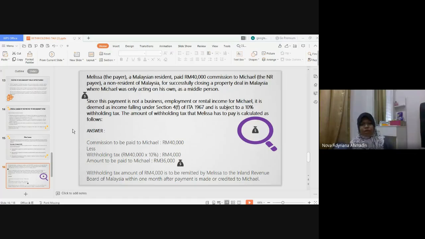The amount of withholding tax that Melissa has to pay is calculated as follows. The commission to be paid to Michael is 40,000. We must deduct the withholding tax of 10% from the commission, which is 4,000. So the amount to be paid to Michael is 36,000. The withholding tax of 4,000 is to be remitted by Melissa to the Inland Revenue Board of Malaysia within 1 month after payment is made or credited to Michael. Next.